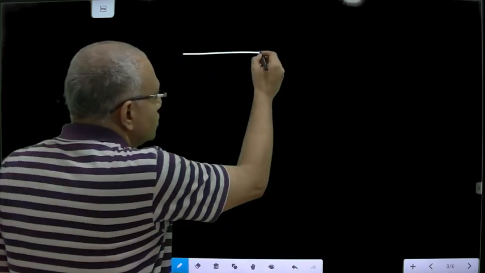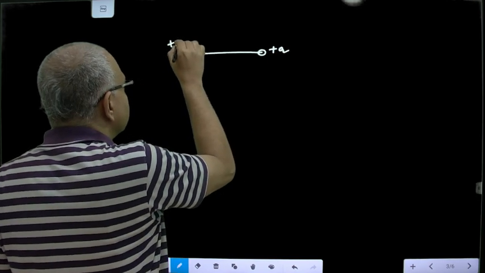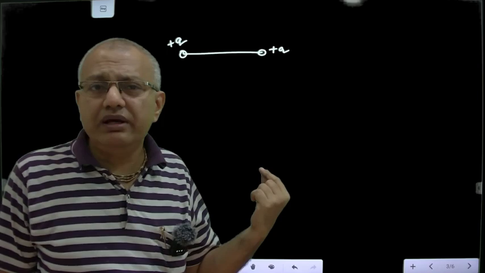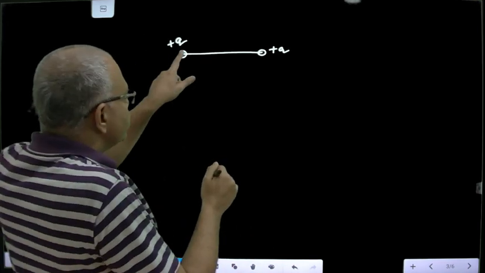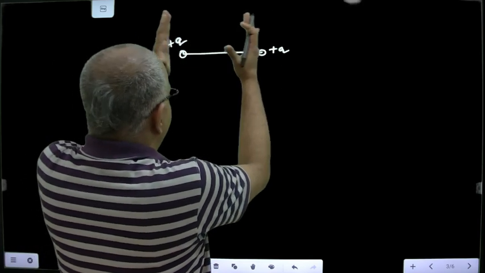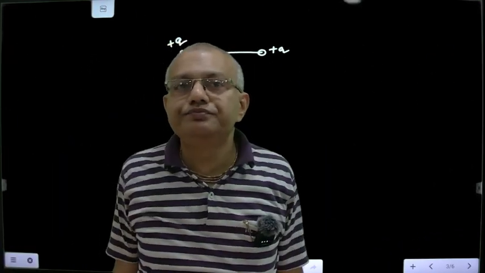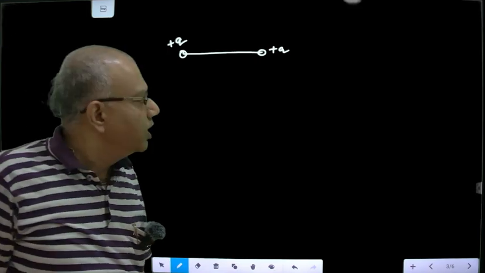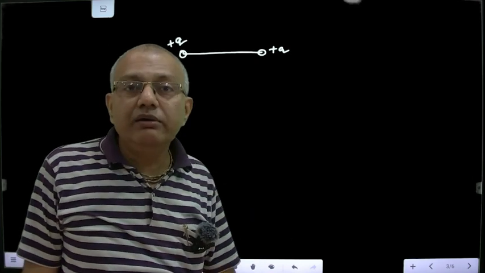I'm going to have two charges of the same value. Is this system in equilibrium? No, not possible. Why not? Because this positive is repelling this one, and this positive is repelling this one. So by the repulsion, they will go away. So they are not in equilibrium. So we have to create a situation so that it will become an equilibrium condition.